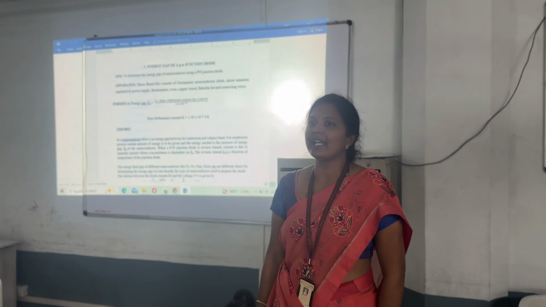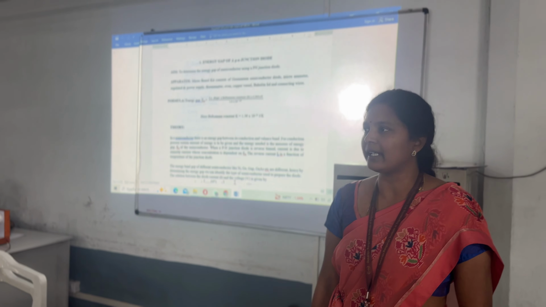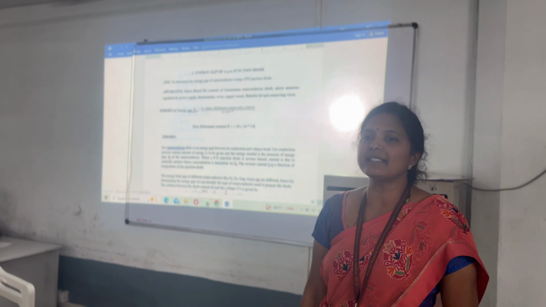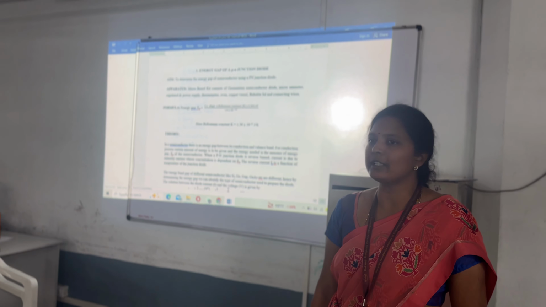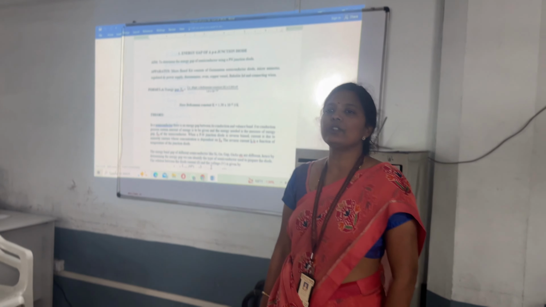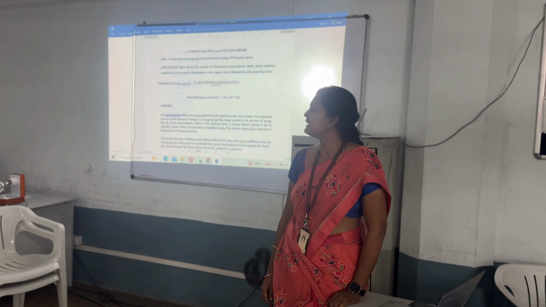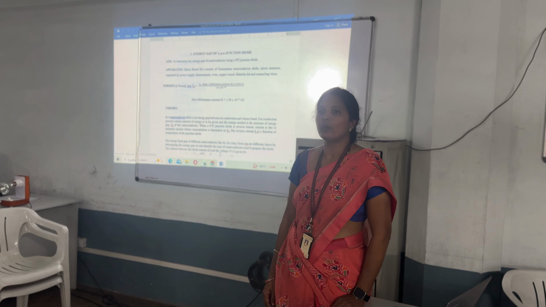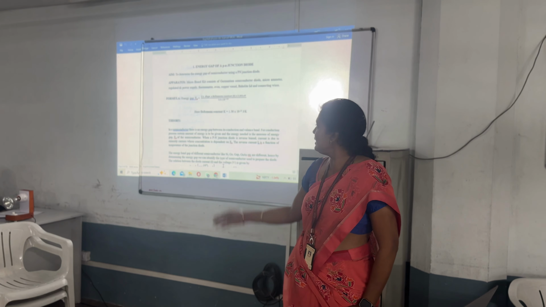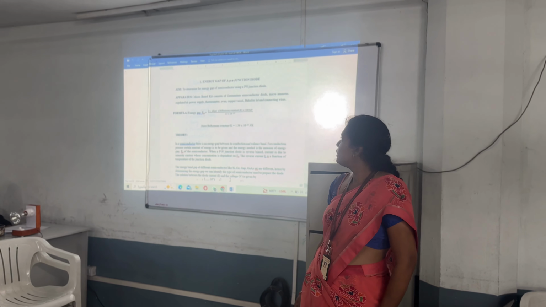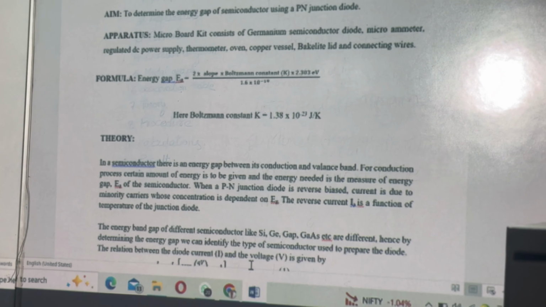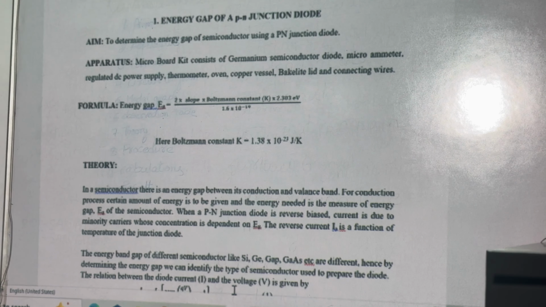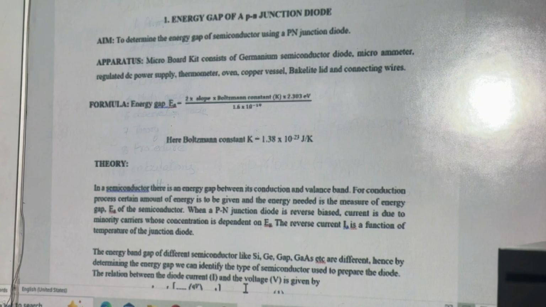We know a semiconductor has an energy gap between the valence band and the conduction band. In this experiment you need to find the energy gap of a germanium or a silicon diode. We know that the value for germanium is 0.68 electron volt and for silicon is 1.1 electron volt. So we use the formula of energy gap: 2 into slope into Boltzmann constant into 2.303 by 1.6 into 10 power minus 9. So this is the formula.